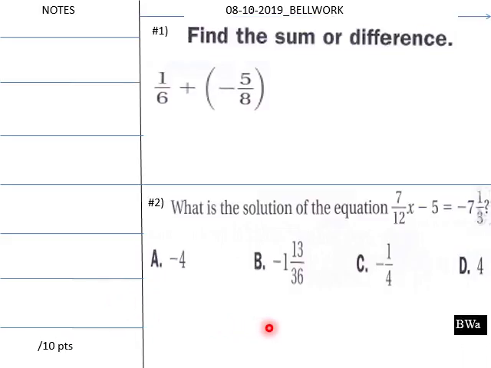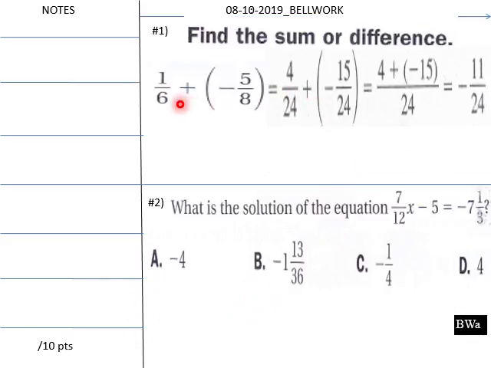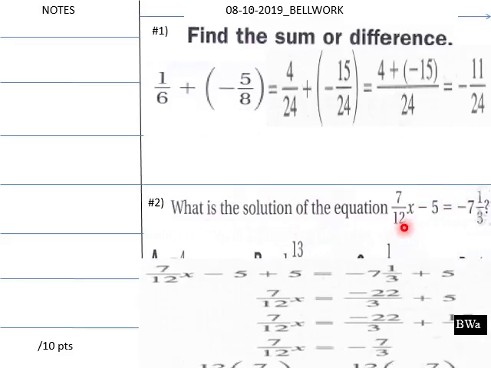Okay, our solutions for today's bell work. This equals negative 11 over 24. So what do we do here? We find an LCD, which is 24. We change our numerators because of that. And we have 4 plus a negative 15, and that's a negative 11 over 24. And then what is the solution of this equation here?